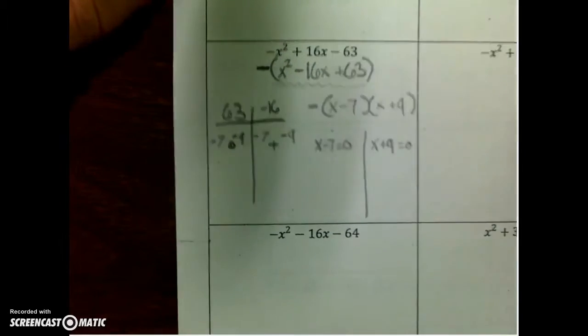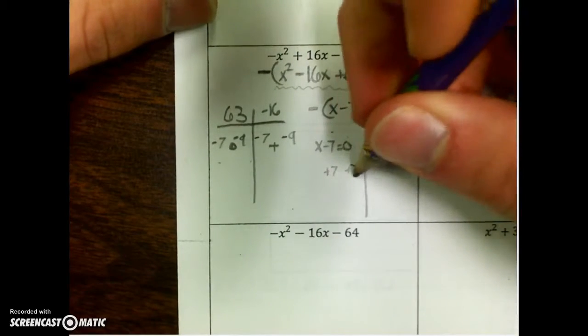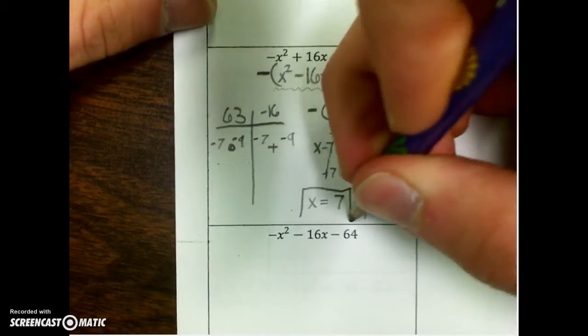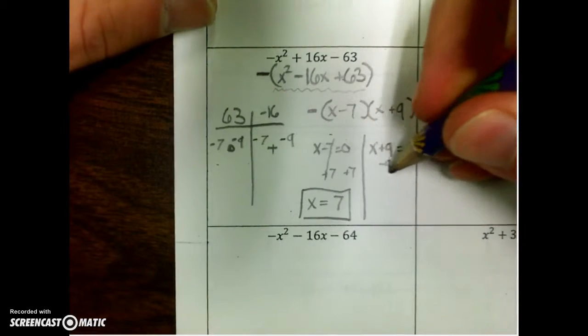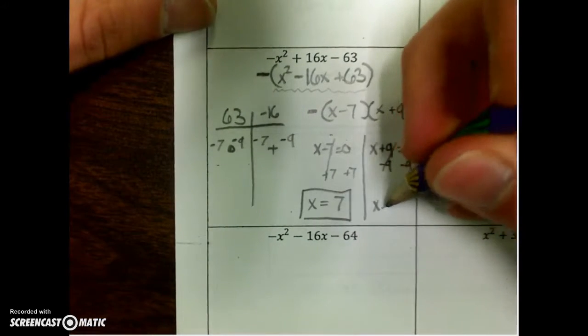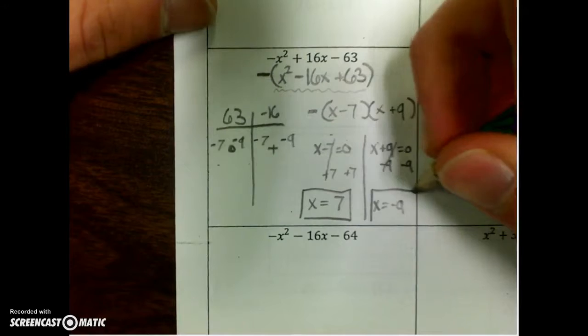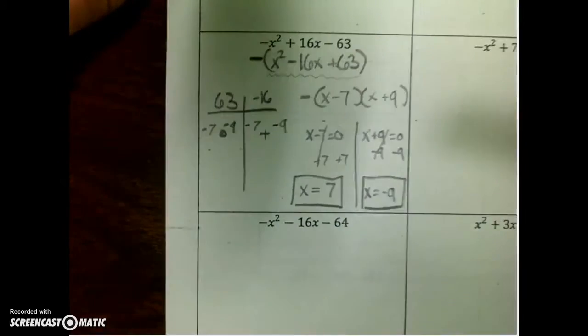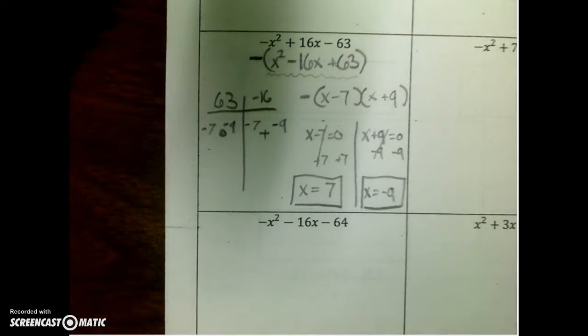Now it's just solving a one-step equation. I'll add a 7 to both sides to find one of my solutions. For this one, we just subtract a 9 from both sides, and we get our other solution. So those are our two x-intercepts: we cross when x is 7 and when x is negative 9.